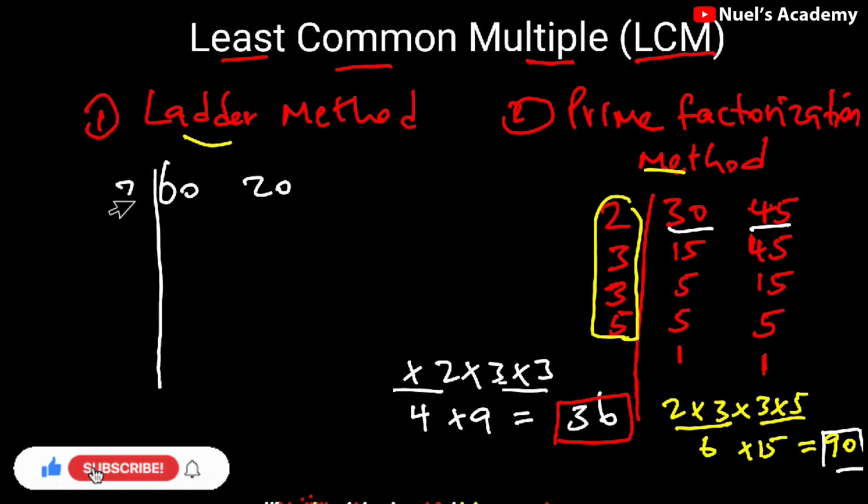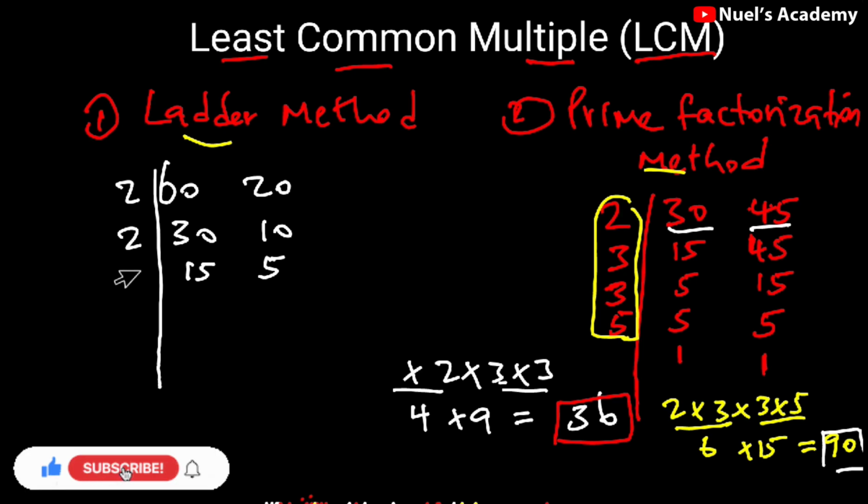And we start dividing with 2. So 60 divided by 2 is 30. 20 divided by 2 is 10. 2 can still go. 30 divided by 2 is 15. 10 divided by 2 is 5. So which least number can we go again?